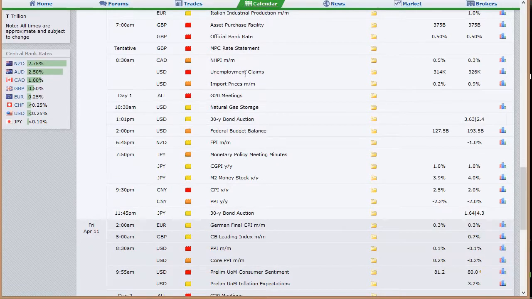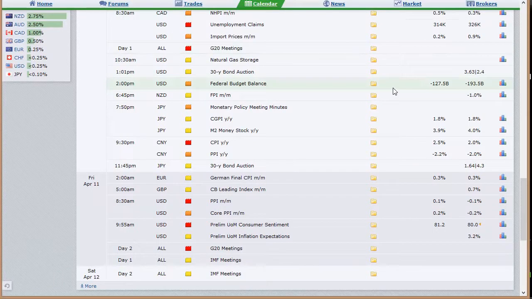Unemployment claims out of the U.S. That's the weekly jobless number. Import prices out of the U.S. Natty gas, 30-year bond auction out of the U.S. We go into Thursday night, Japan's monetary policy meeting minutes, CGPI and M2 money stock, China's CPI and PPI, Japan's 30-year bond auction going into Friday, Europe's final CPI data, CB leading index, PPI out of the U.S.